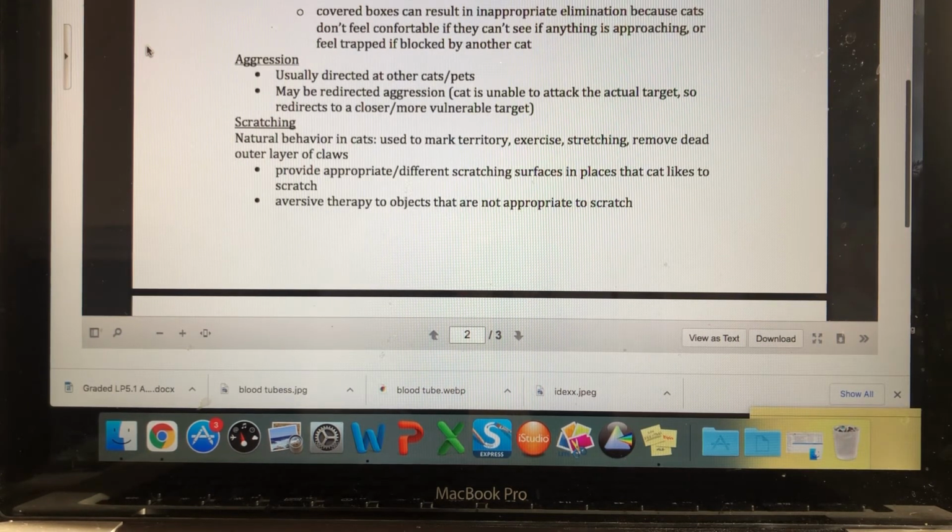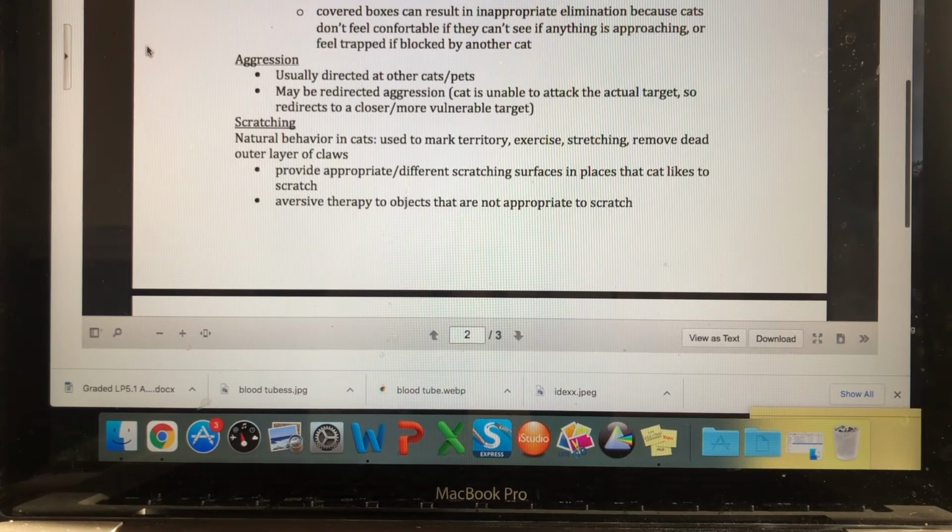Scratching is something that everyone hates. I hate it too. I have a cat and he scratches up my bed and I hate it. But it is a natural behavior in cats. So cats need to do that scratching behavior. It's just part of who they are. It's built into their existence, right?